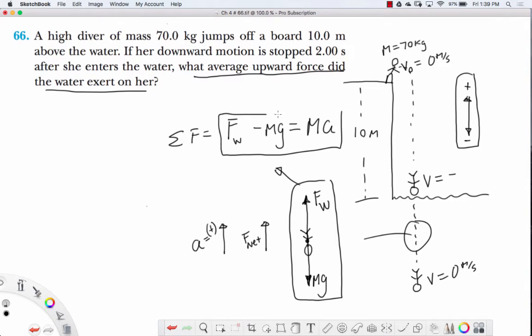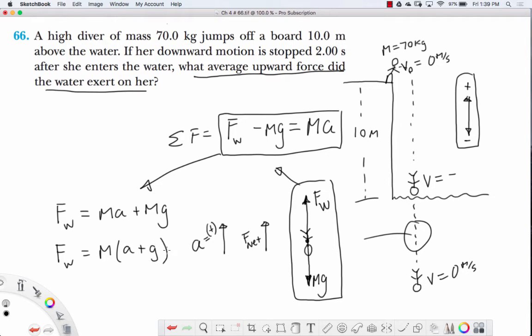So therefore, the force of the water, I'm running out of room, let's go over here a little more. Therefore, the force of the water should be equal to ma plus mg. You can factor out the m, a plus g. The only thing we have to find now, in order to find the force of the water, the only thing we got to get is what?